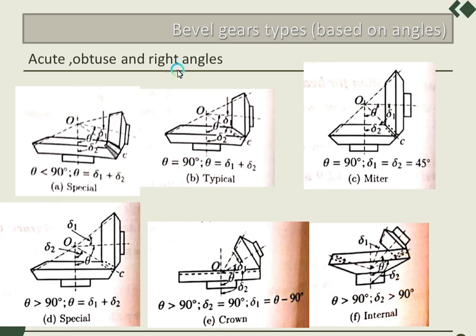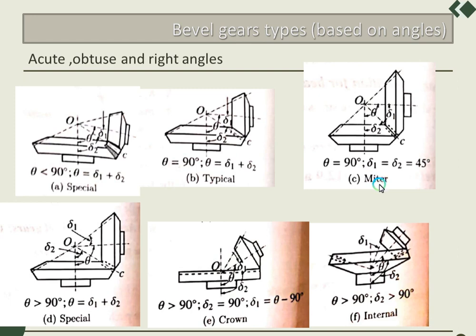Right angle bevel gears are the gears where the shaft angle is at 90 degrees to each other, where you can see theta will be delta 1 plus delta 2. It's a typical or classic right angle bevel gear. And the next type in the same right angle bevel gears is miter gears.